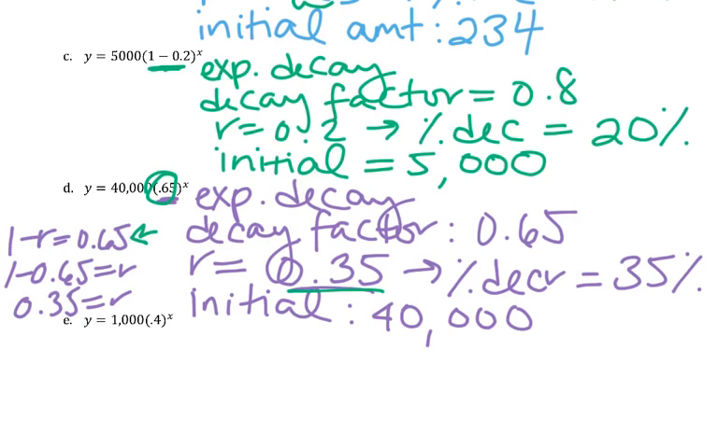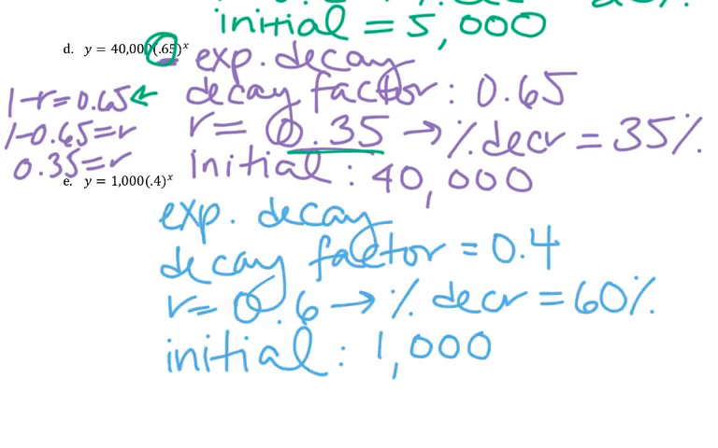On to part E. Make sure you've done that before you check your answer. In part E, we have exponential decay again. Our decay factor is 0.4. That means our R value is 0.6, so we have a percent decrease of 60%, and the initial value is 1,000.